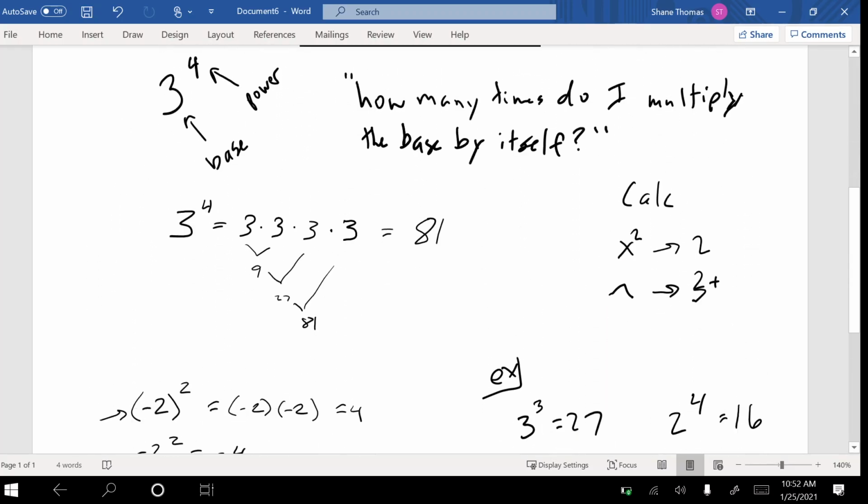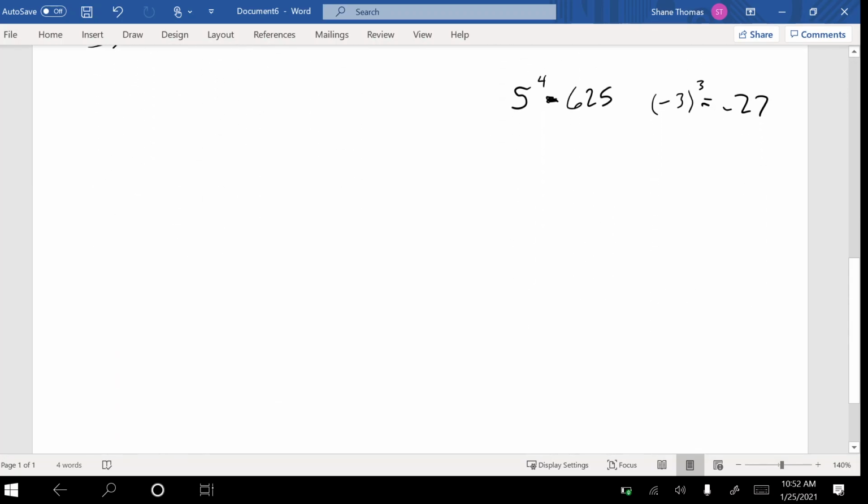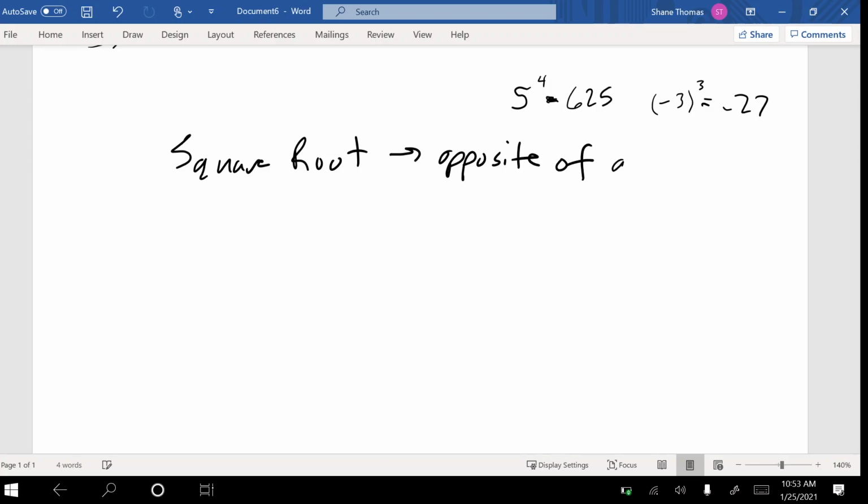All right, so now roots. Let's talk about square roots. So a square root is basically the opposite of a square. It's the opposite of a square. Square root is the opposite of a square, not the shape.